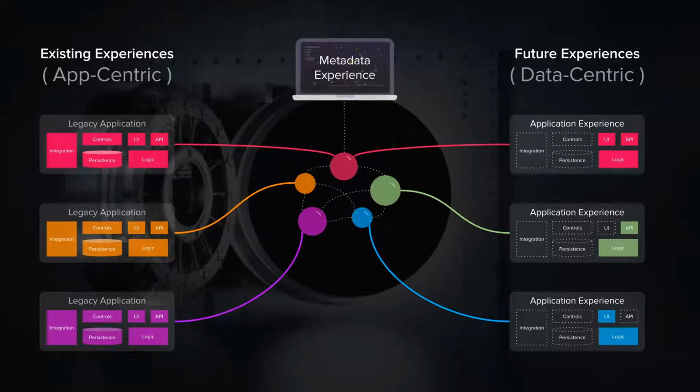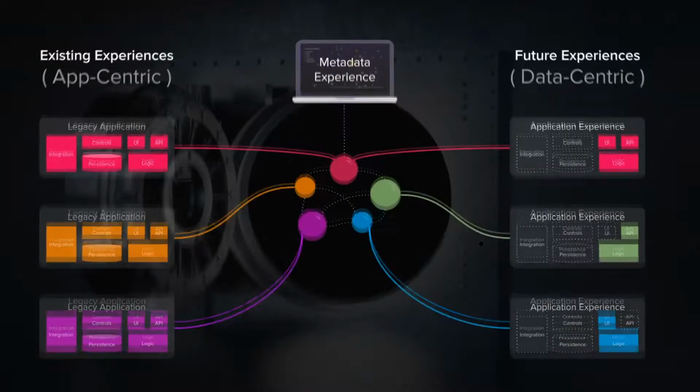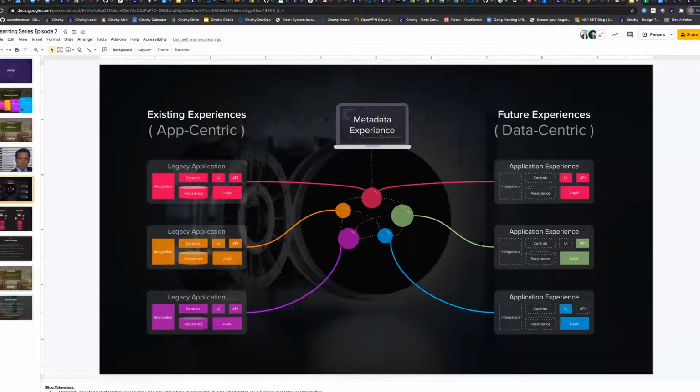So anything that's trying to access it, be it an existing system, be it the Cinchy's out-of-the-box metadata experience or additional application experiences that are created, regardless of whether they have UIs or just APIs or any other components, they all have to respect the controls that are configured at that layer. So that's the key concept and how it all fits together and why universal controls are so important.